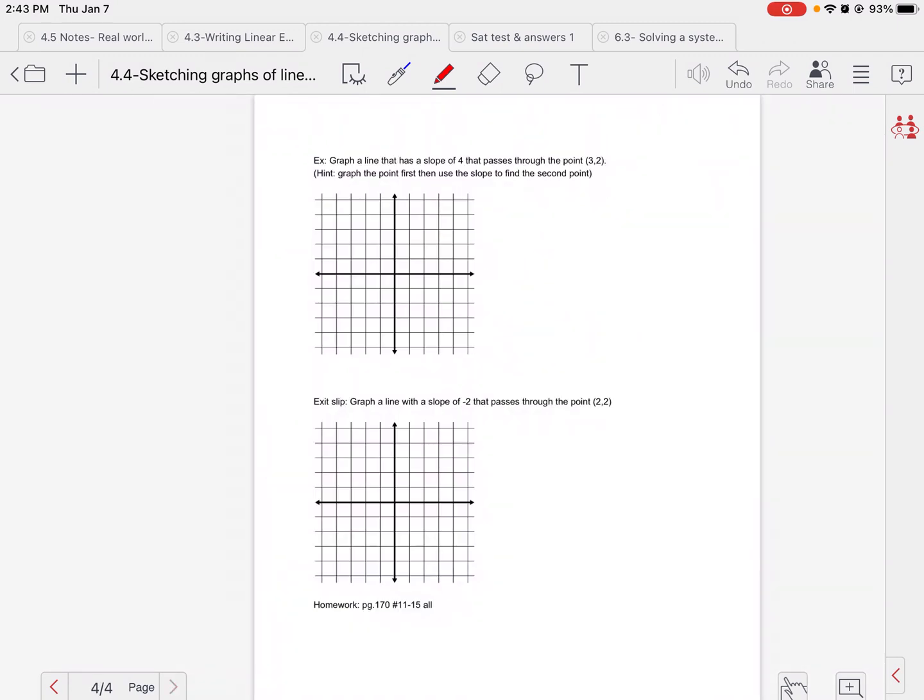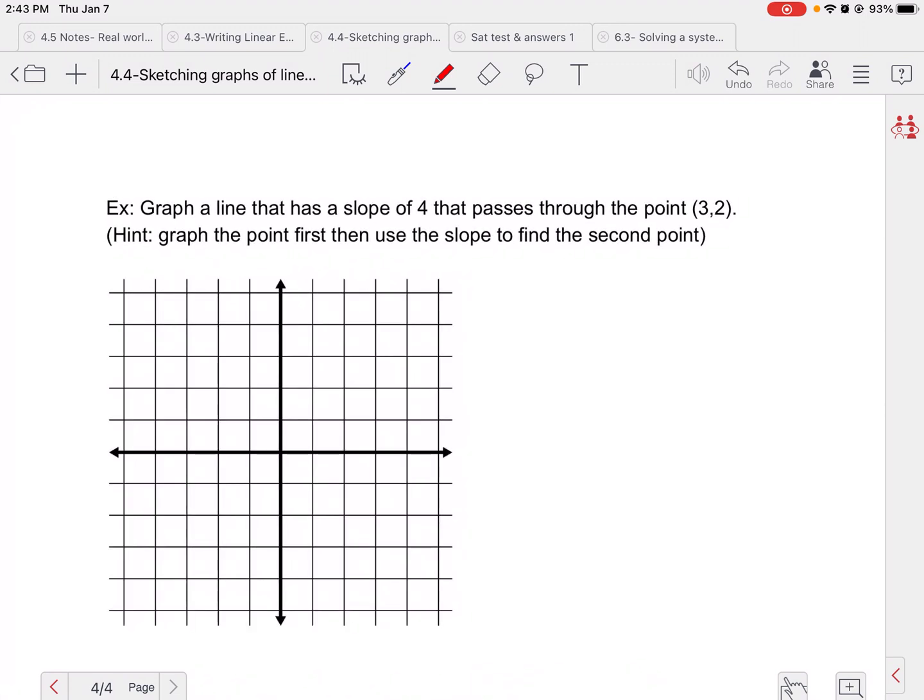All right, let's look at the next one here. All right, this one is a little bit different. It says graph a line that has a slope of 4 and passes through the point 3, 2. Now usually we plot the y-intercept first, but because we don't have the y-intercept, we're going to plot our point first. So 3, 2. So if I plot the point 3, 2, it's going to go right there. And then our m is 4, which remember, if it's a whole number, it's just over 1. So that would tell me to go up 4 to the right 1.